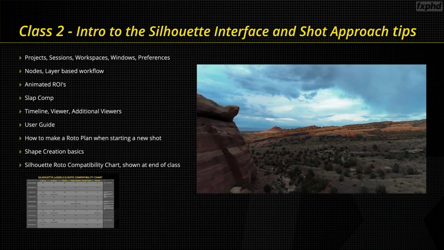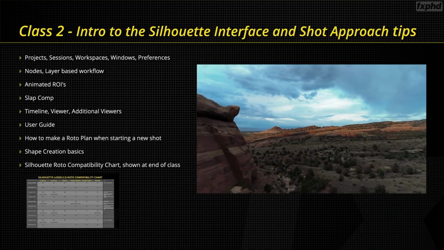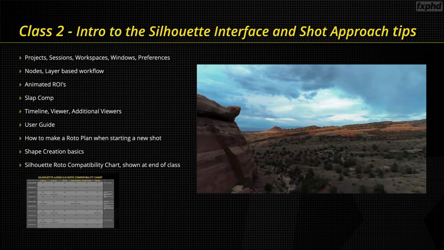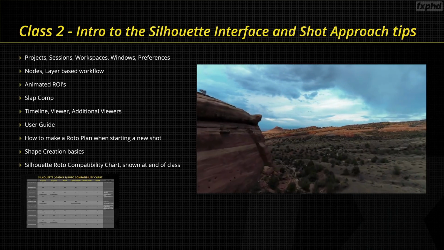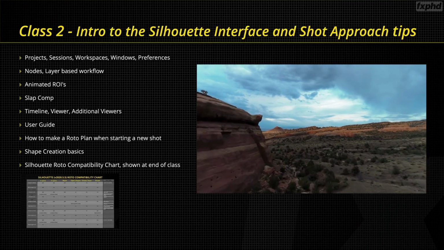Class 2 is an in-depth introduction to the Silhouette interface as well as a section on shot approach and how to make a roto plan when you're starting a new shot. I will also open up the user guide so you can start familiarizing yourself with it. It's rich with over 950 pages of instructions, step-by-step tutorials, and a well-indexed appendix. But don't print it out, it would be almost 4 inches tall.